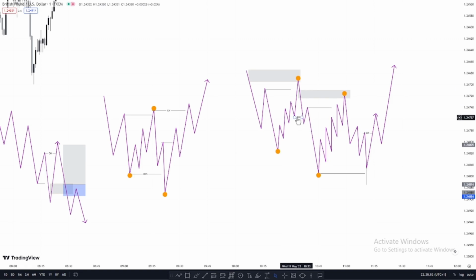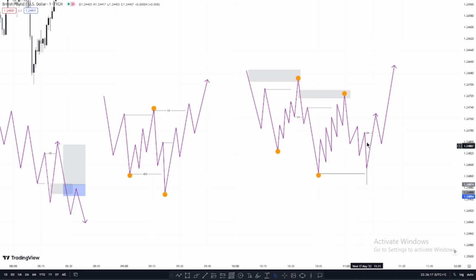Okay? That's the first way. The second way to identify your change of character. The third way is that price came back down to wick below this major structure low here. It took it out with a candle wick, not with a candle body close, with a candle wick and close above it. This is a major structure low.